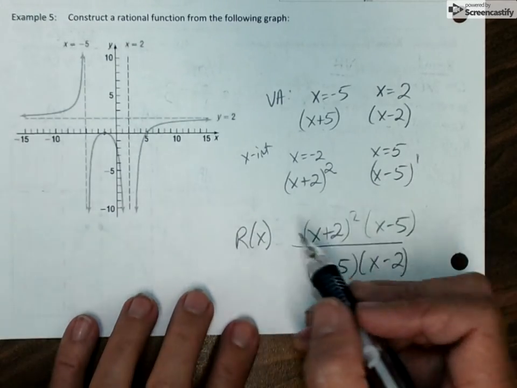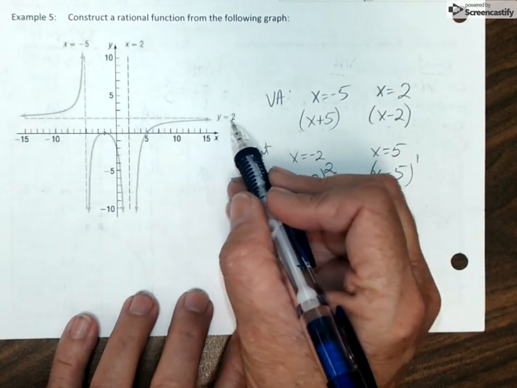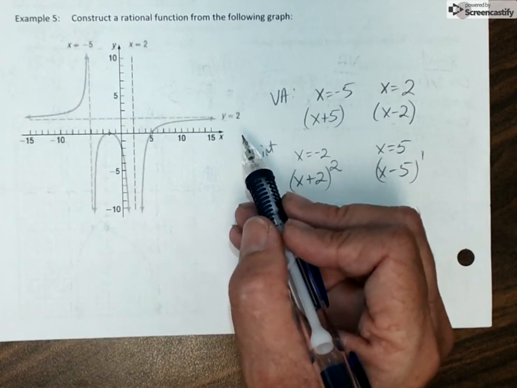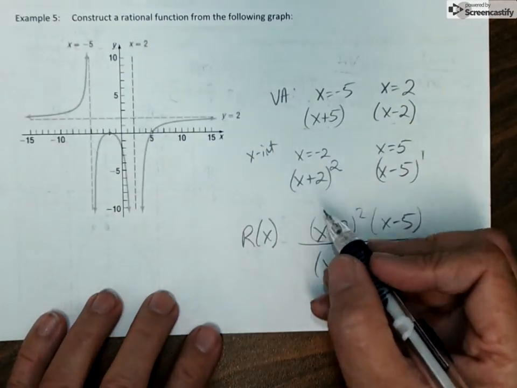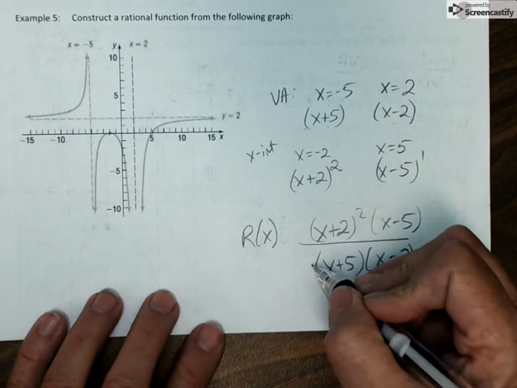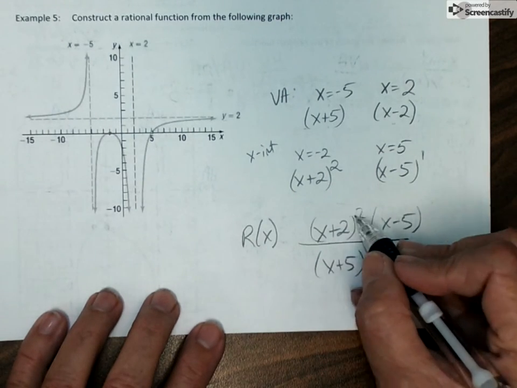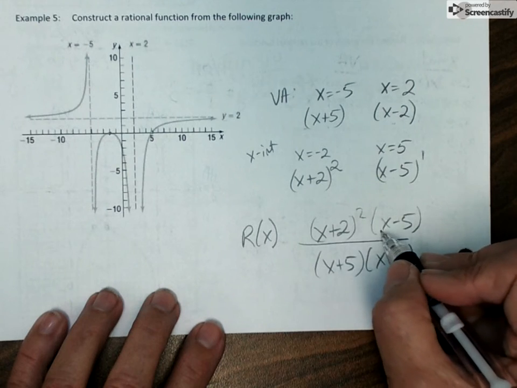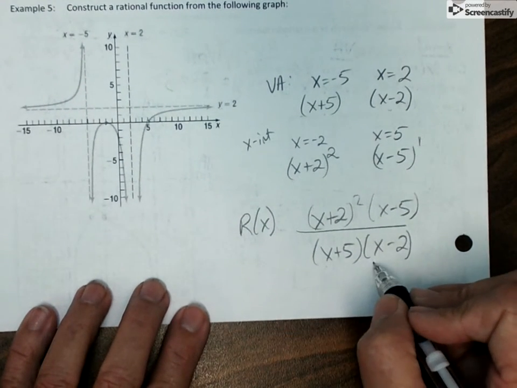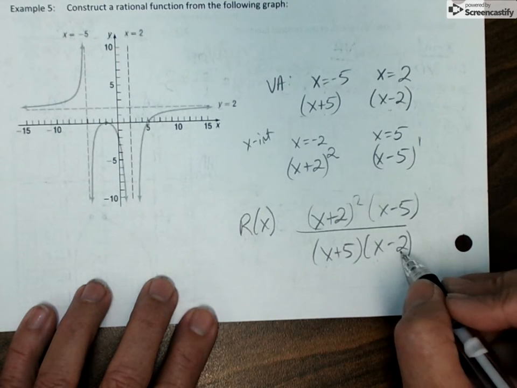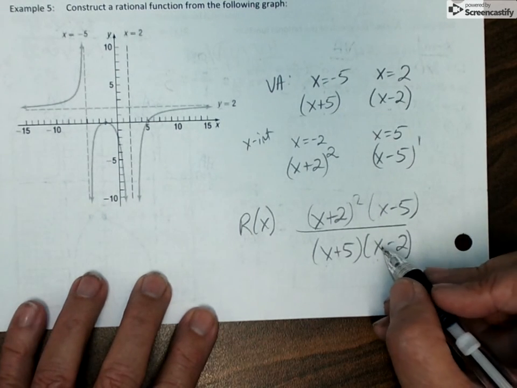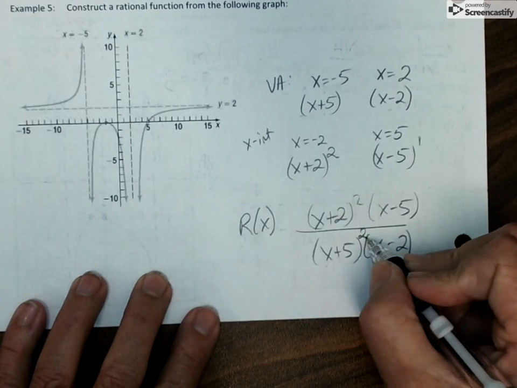Okay, and the last thing I need to check is my horizontal asymptote. It's at y equals 2. Well, when it's a number other than 0, that means that I must have the same degree. My degree on the top right now is 3, x squared times x. But my denominator is x times x, which is only x squared. So I need to square one of these terms to get another x. It does not matter which one you square. Let's just square the x plus 5.